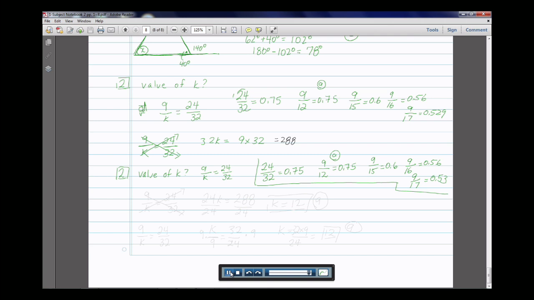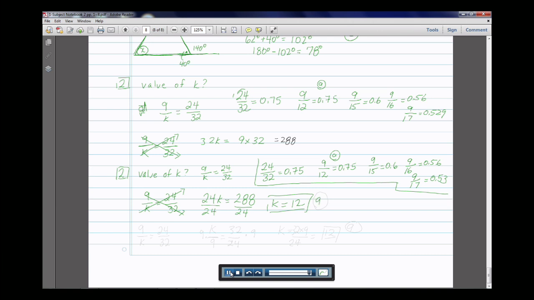The other, your teacher may have shown you how to cross multiply. So you'd write the thing out, you multiply this, you multiply that, so you get 24K equals 9 times 32, which is 288. And then you divide both sides by 24, and you're going to get that K would equal 12. So again, your answer is A.